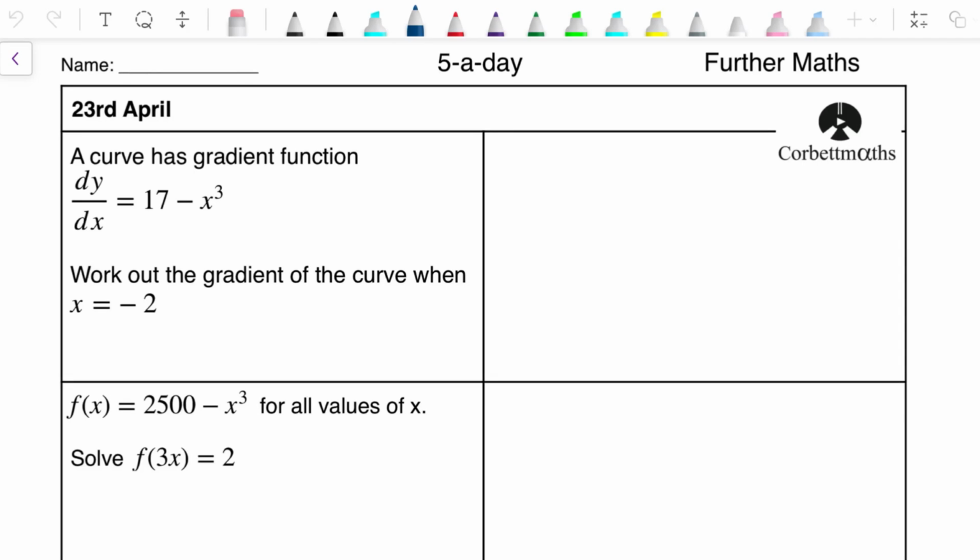Right, so it says a curve has gradient function, gives me a function, work out the gradient when x equals -2. It's fairly straightforward, isn't it? So it gives me the gradient equation, I just need to put -2 in. So that's going to be 17 minus -2 cubed. Got to remember to do the minus as well, although it doesn't make a difference here. So that's 17 minus -8, which is 17 plus 8, which is going to be 25. First question done, not terrible at all.